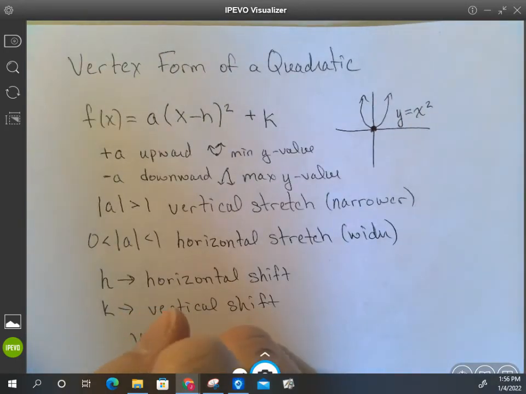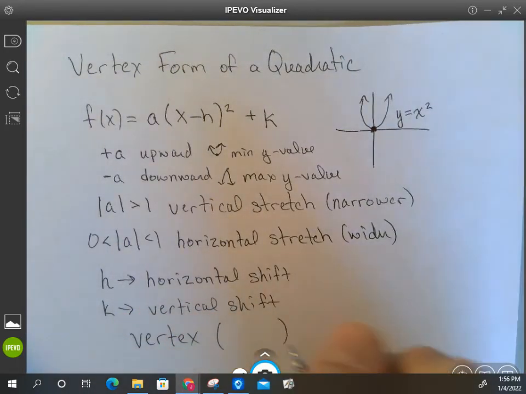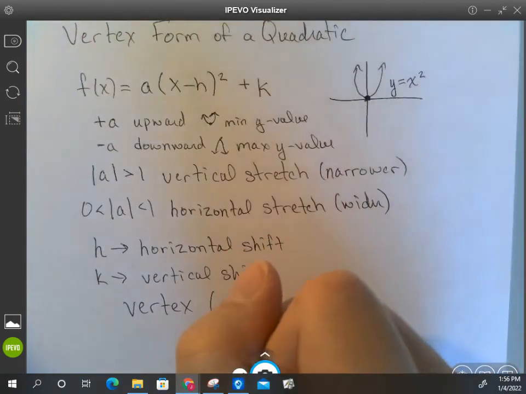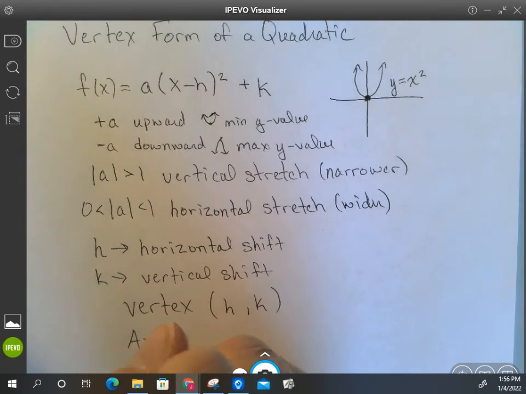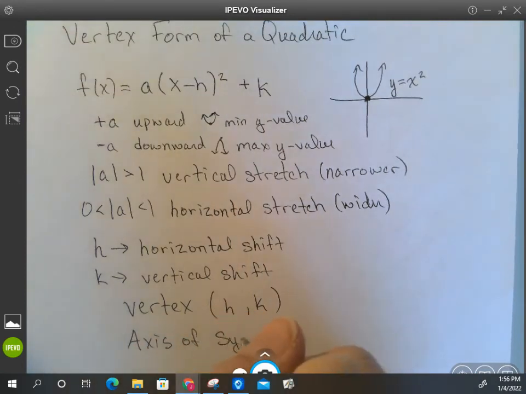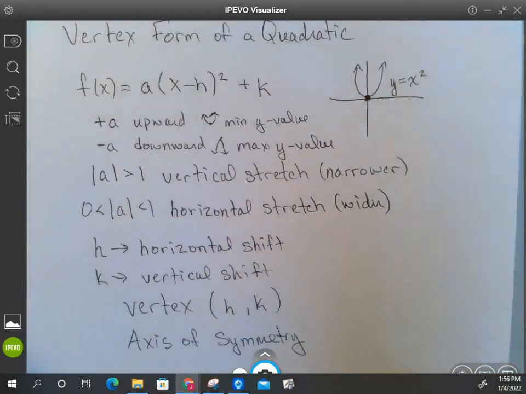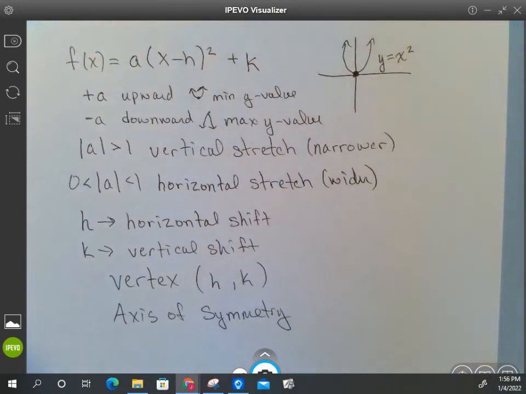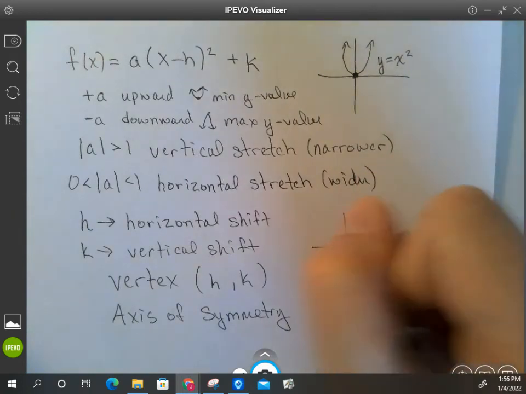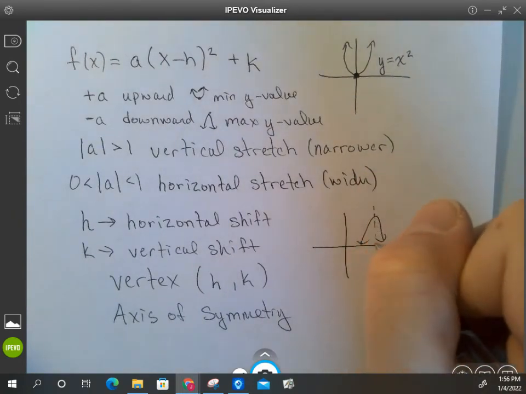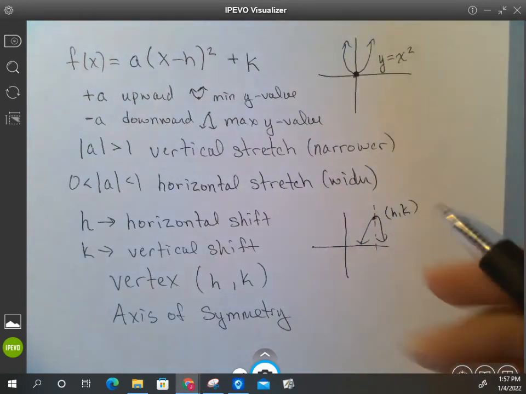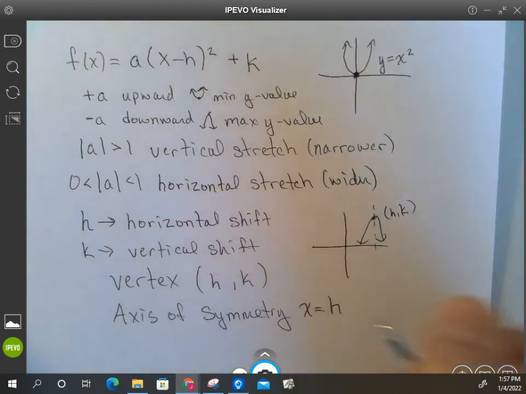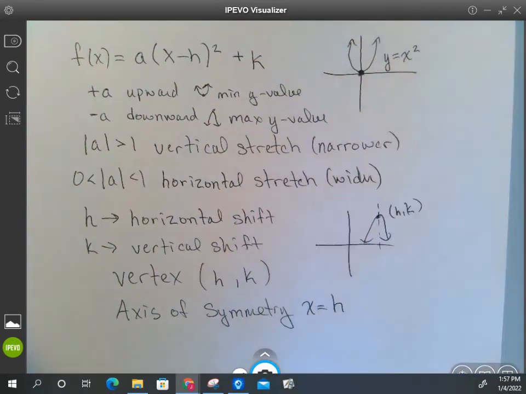So what would my vertex be just by looking at it? Instead of saying it's x, y, we just say it's h, k. You've moved it h units left or right, k units up or down. Now, with that in mind, what would be my axis of symmetry? You don't have a formula for the axis of symmetry here. That's different. Doesn't the axis of symmetry cut through the vertex? So if my vertex is h, k, doesn't the axis of symmetry cut through that? So the axis of symmetry is x equals h, whatever that value is.